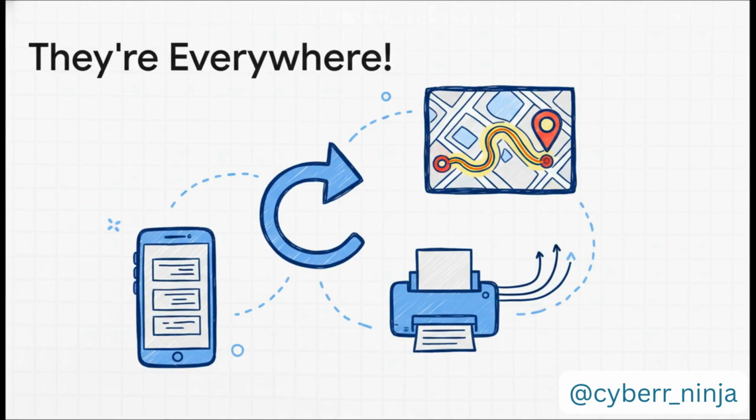Ever hit the undo button? You're using a stack, a structure where the last thing you did is the first thing that comes out. Your printer lining up documents to print, that's a queue, where it's first in, first out. And your phone's contact list? It uses a super fast structure called a hash table to find a name instantly. It's like a magical index for your data.